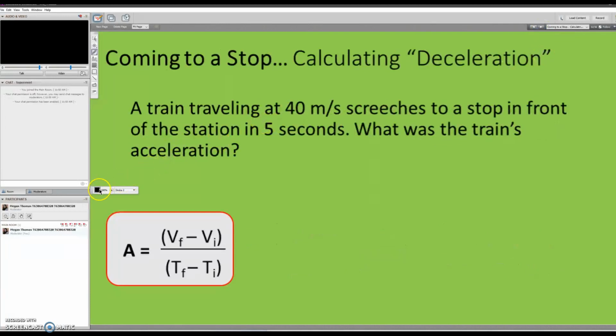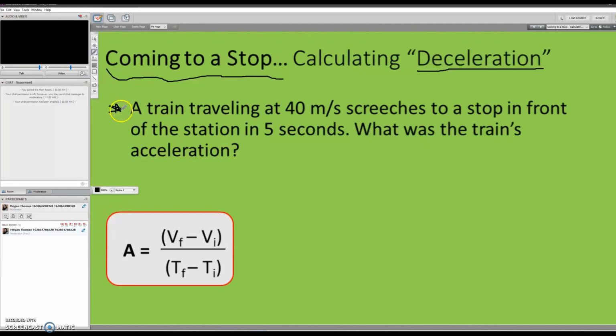So as you can imagine, not everything in the world is constantly increasing their velocity. Sometimes things have to come to a stop. So that means we can calculate something called deceleration. If acceleration is changing your velocity in a positive way over time, if you're increasing velocity, then deceleration is the opposite. It means reducing your velocity over time. So here would be an example of something decelerating.